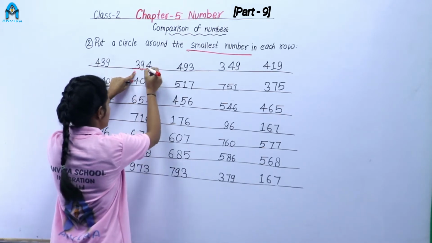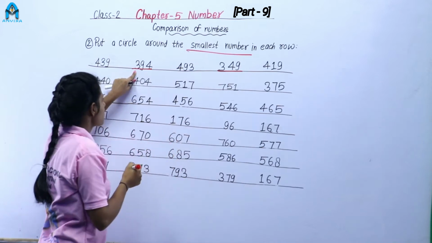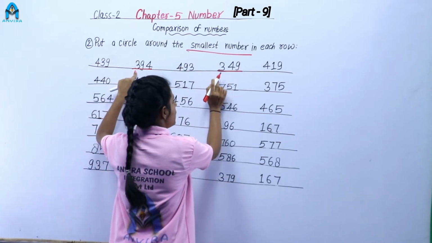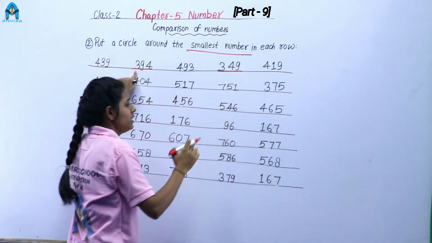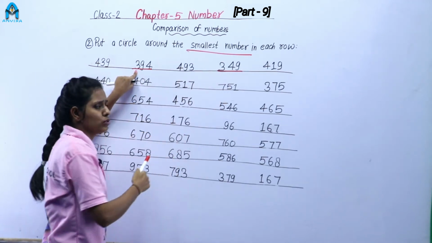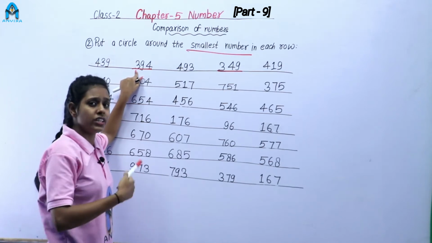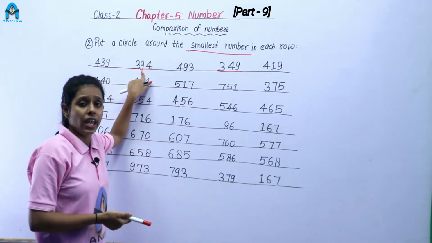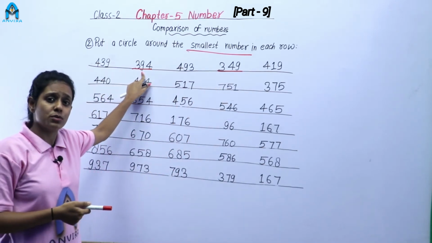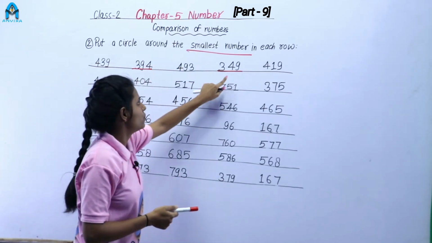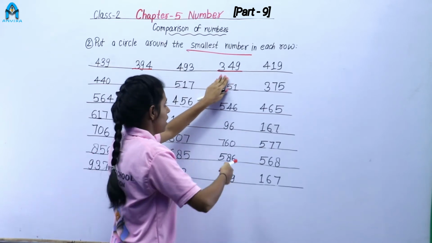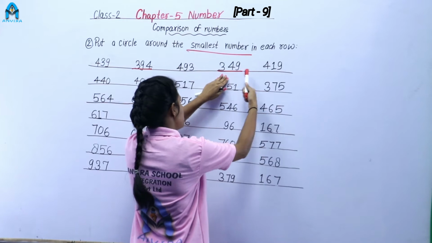Now compare this and this number. Find out. This is 394 and this is 349. Let's compare the hundreds place. Here is 3 and here is also 3. Let's go to the tens place. Here is 9 and here is 4. So compare 9 and 4. Which is smallest? Yes, 4 is smallest. So 349 is smallest.